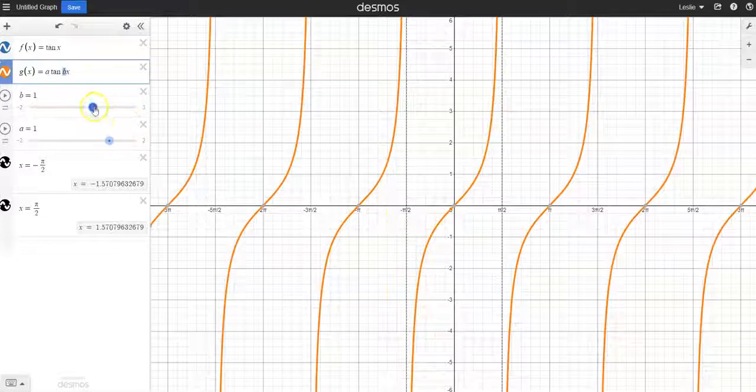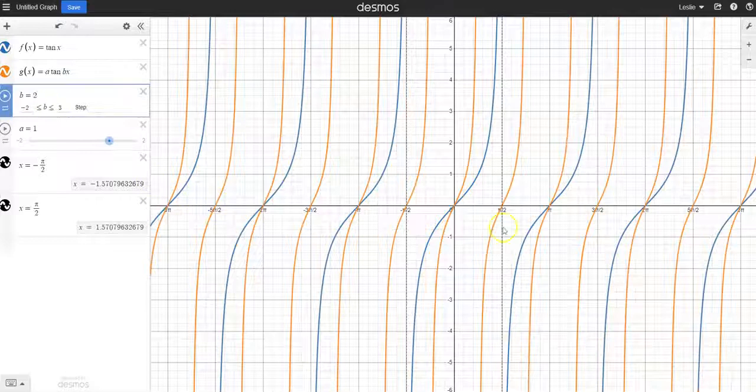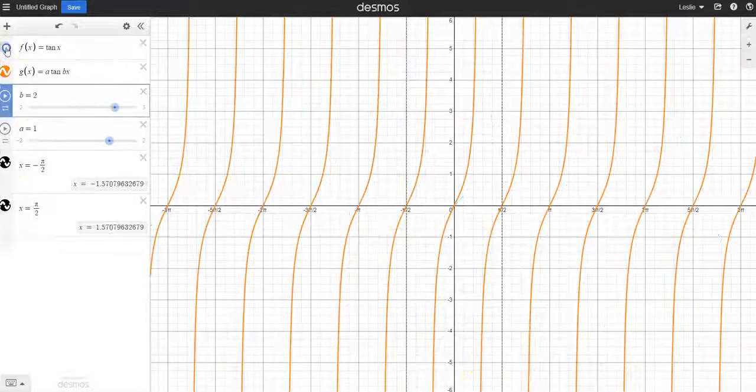If I change b to 2, I think I can just do it by typing it in there too. B equals 2. Now you can see that between negative pi over 2 and pi over 2, I have, starting here, a positive half of a cycle, a full cycle, I'm looking at the yellow graph, and then a negative half of a cycle. Here, let me turn the blue graph off.